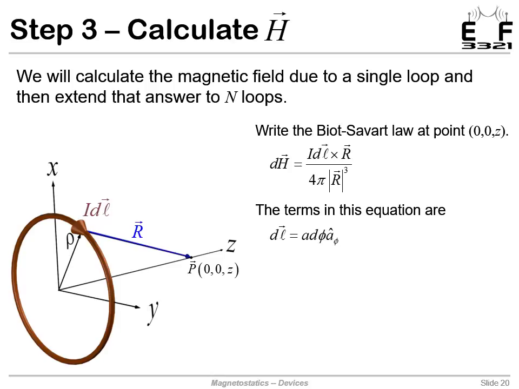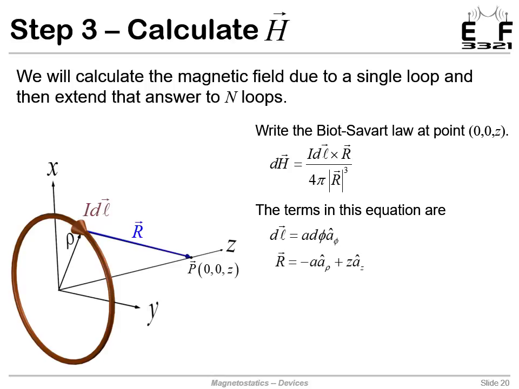So what are the terms in this equation? Our dl in this case is in the phi direction. See how it's rotating around the z-axis? So we have a d phi a_phi. That's our differential length in cylindrical coordinates.